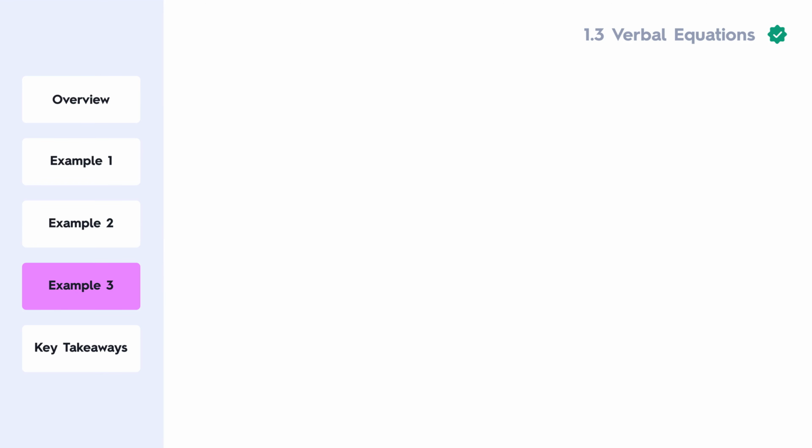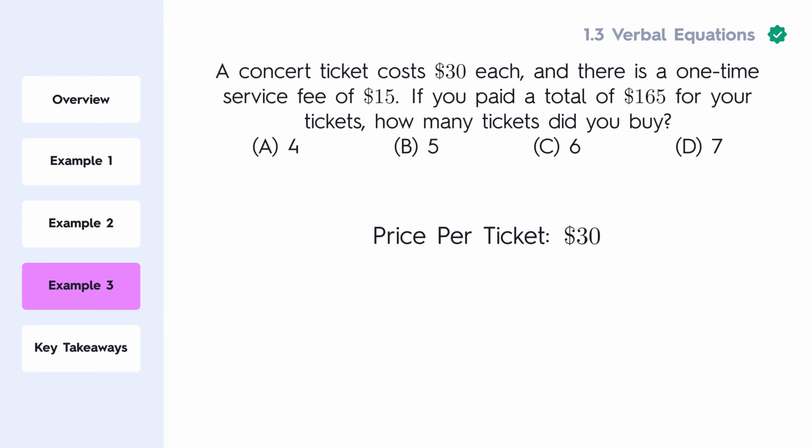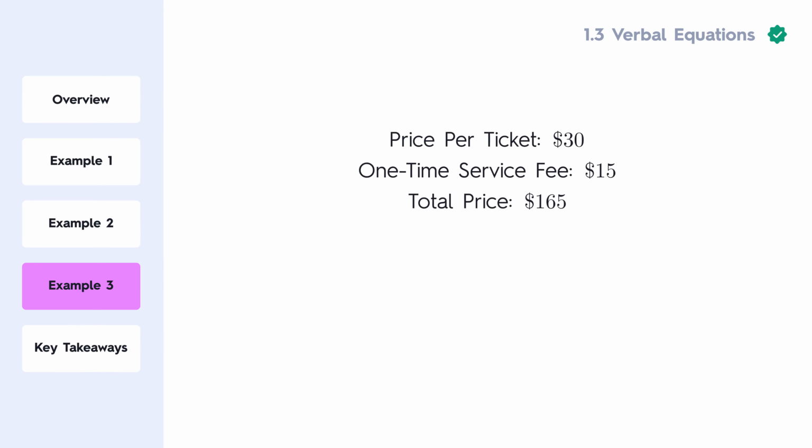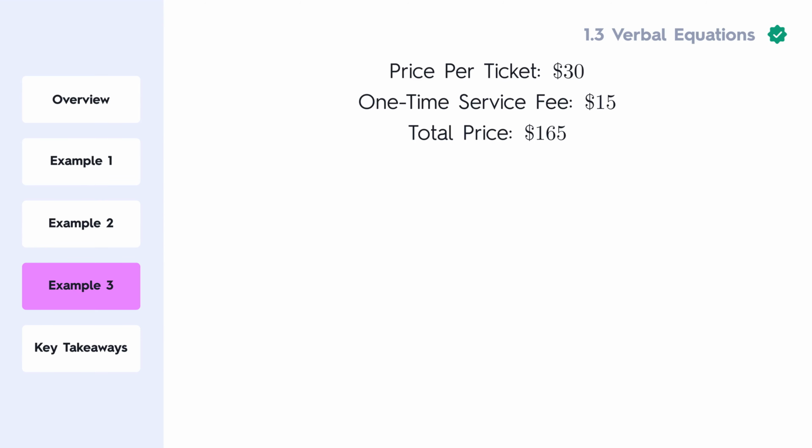Let's now discuss a more challenging example. A concert ticket costs $30 each, and there is a one-time service fee of $15. If you paid a total of $165 for your tickets, how many tickets did you buy? First, identify the key information. We know that each concert ticket costs $30 and that there is a one-time service fee of $15. We also know the total amount paid was $165. What we need to figure out is how many tickets were purchased. This will then become our variable. Let's call this value x. This means that the total cost for the tickets would be $30x.